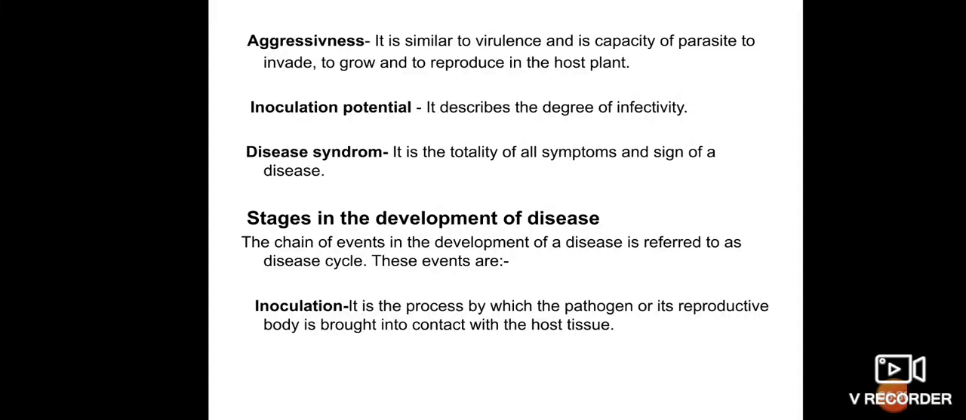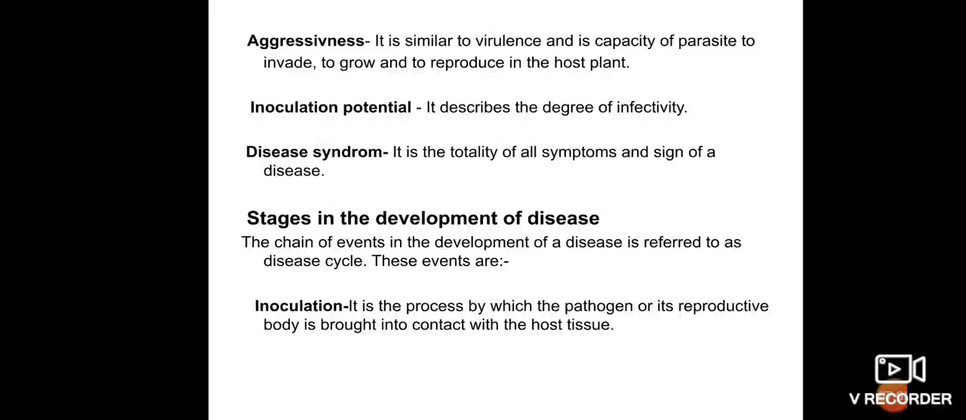Next one is aggressiveness. Aggressiveness is similar to virulence and is the capacity of a parasite to invade, to grow and to reproduce in the host plant. And inoculation potential. Inoculation potential describes the degree of infectivity, or it is the energy of a fungal parasite available for infection of a host at the surface of the host organ to be affected.